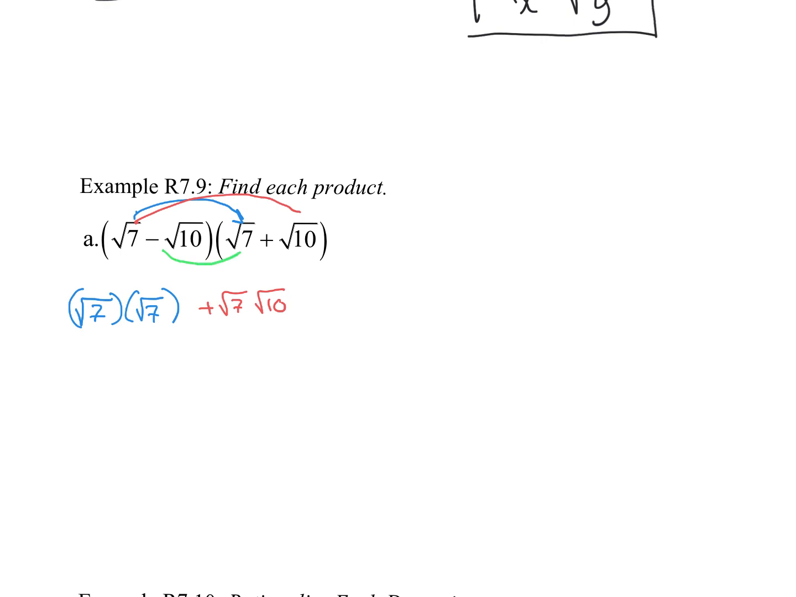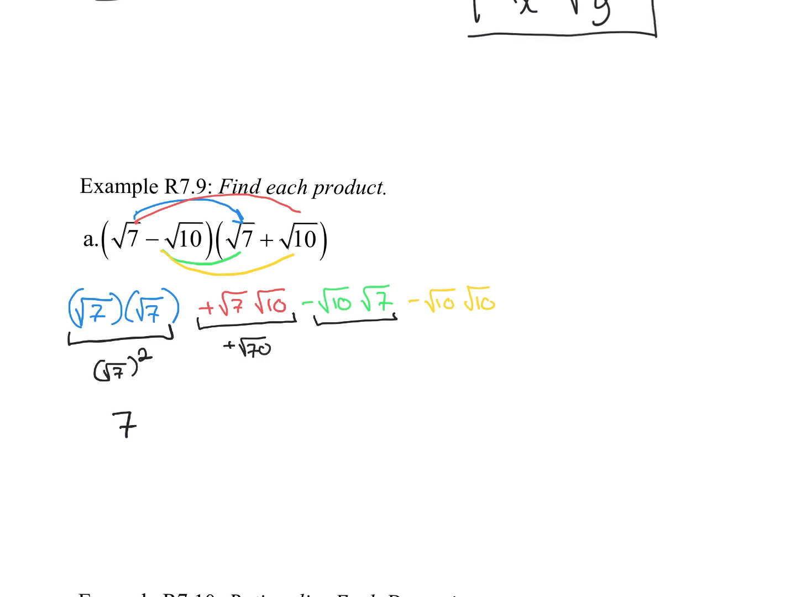Negative root 10 times root 7 is a minus root 10, root 7. Negative root 10 times a positive root 10 is negative root 10 times a root 10. Now piece by piece. This is the same thing as the square root of 7 squared, which is a 7. This is a positive, and this is a negative. They're exactly the same. This is a plus root 70 because they live in the same house. You can multiply them back together. This is a minus square root of 70, so they cancel each other out.